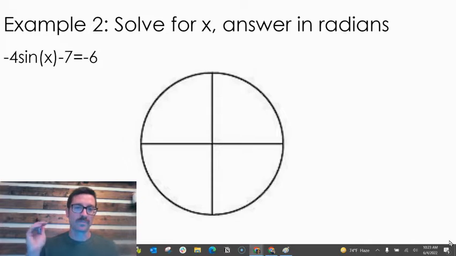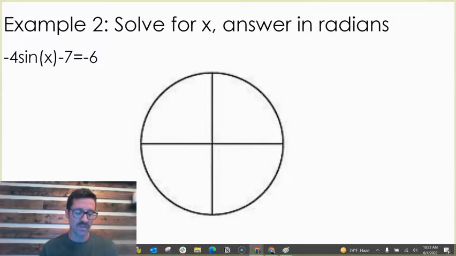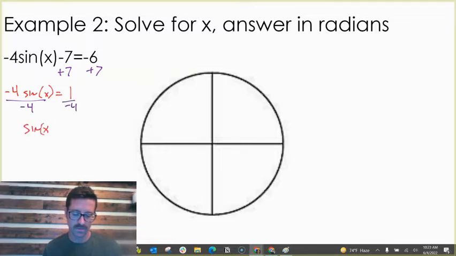So on this next example, we're going to solve for x, and we're going to answer this in radians. So the first thing I'm going to do is I'm going to solve for our trig function. We got this sine x right here, and I'm going to isolate it. So I'm going to start by adding 7 to both sides. And then I'm going to divide by -4 on both sides. And so what we have is we're looking for where sine is -1/4.